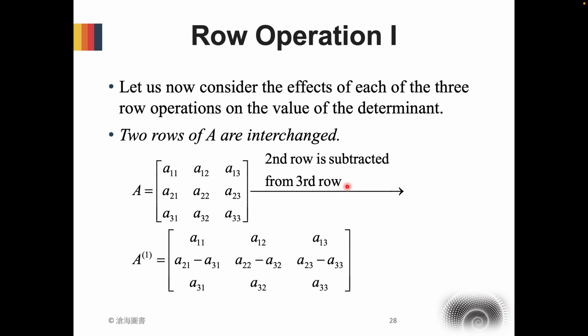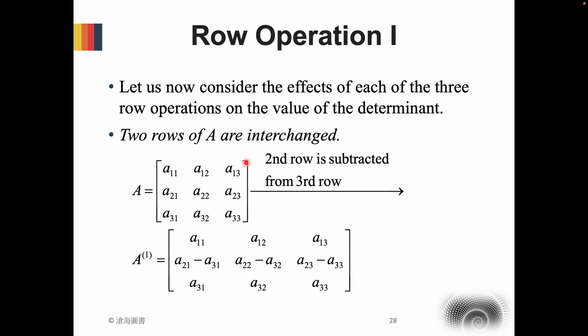Next, we would like to discuss how elementary row operations change the value of the determinant. Let's consider elementary row operation type 1. That would be we interchange two rows.